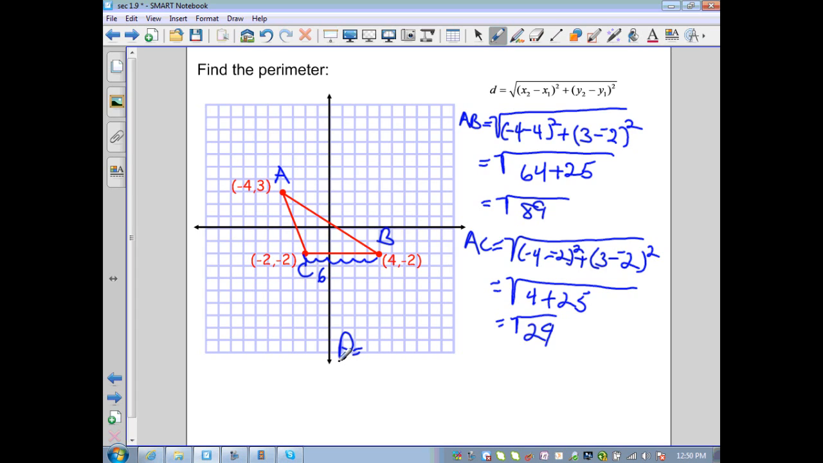To find the perimeter, I just find the sum of each segment's lengths, which will be the square root of 29 plus the square root of 89 plus 6. Since these are not like terms, I cannot simplify any further. But this is the perimeter of this figure in the coordinate plane.